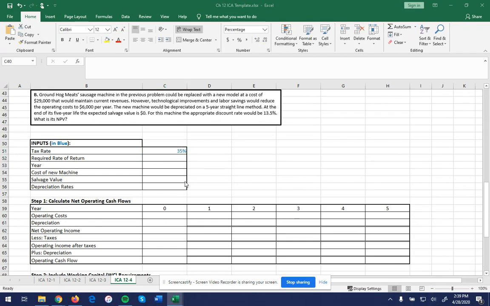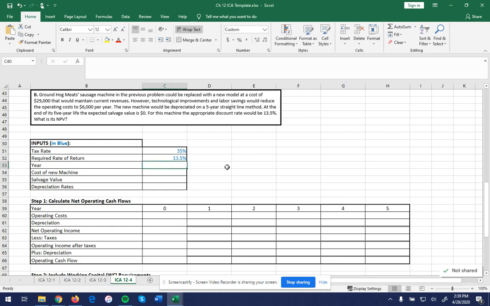This one's a little bit different. So they say the appropriate discount rate would be 13.5%. Okay. And it would reduce operating costs up to $6,000 per year. So again, you're not given revenues, but notice you're actually given a reduction of operating costs. So the new machine could be depreciated on a 5-year straight line method. That means you take 5 years, divide 100% by 5 years, and that's 20% per year. And we want to know what the NPV is.